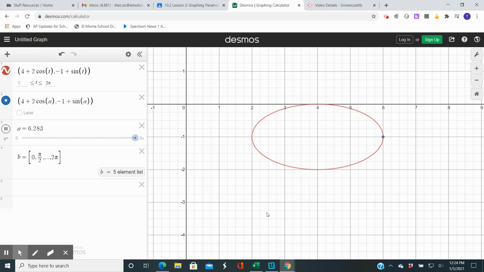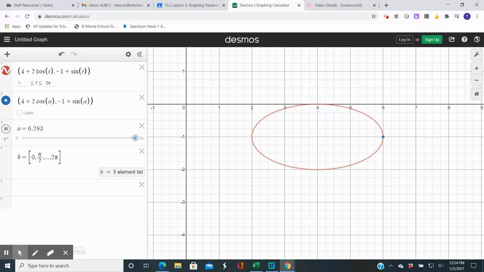We're looking at number 23. The instructions are use a graphic utility to graph the curve represented by the parametric equations and indicate the orientation of the curve. So our parametric equations are x is equal to 4 plus 2 times cosine of t, and y is equal to negative 1 plus sine of t.